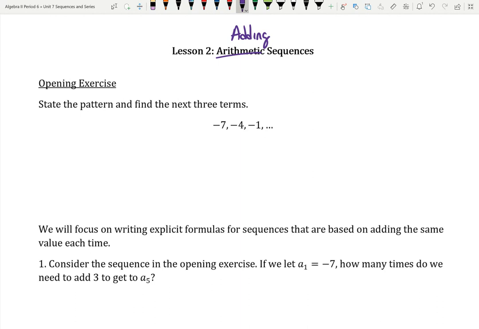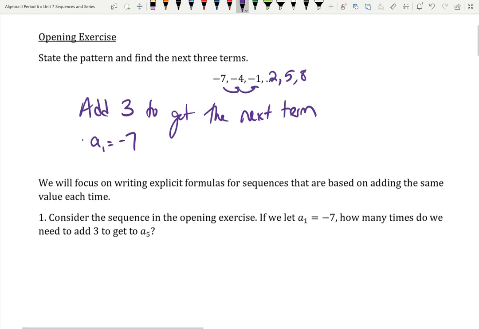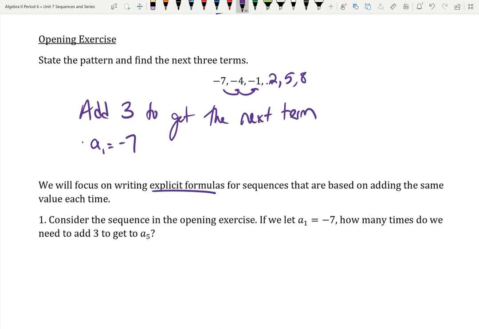State the pattern and find the next 3 terms. So hopefully you realized the pattern here is we add 3 to get the next term. There's an add 3 pattern here. And make sure you told me start at -7. So when you describe a pattern, there's 2 parts. You have to tell me where to start, where's home base, and how do I get to the next term. So +3, +3, +3. So today we're going to focus on writing explicit rules, explicit formulas for these arithmetic sequences.